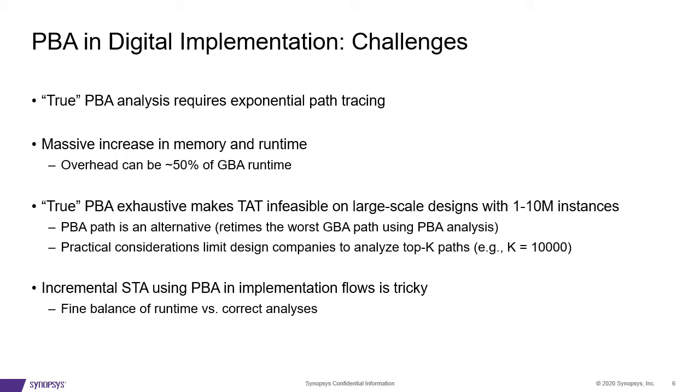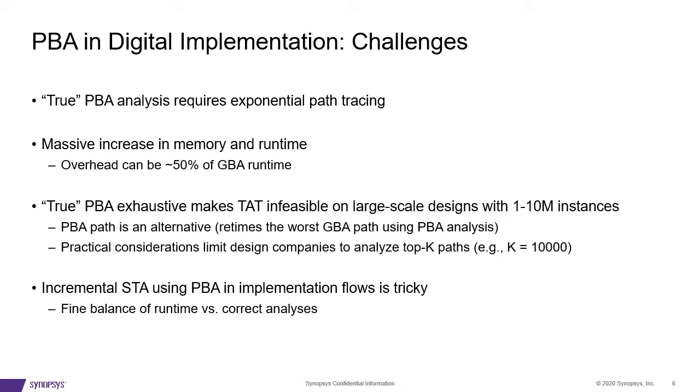But this is fraught with challenges. For example, true PB analysis requires exponential path tracing. This leads to a massive increase in memory and runtime. The overhead can be up to 50% of GBA runtime, as reported in various published articles in the past. True PB exhaustive makes turnaround time, or TAT, infeasible on large-scale designs that have 1 to 10 million instances.